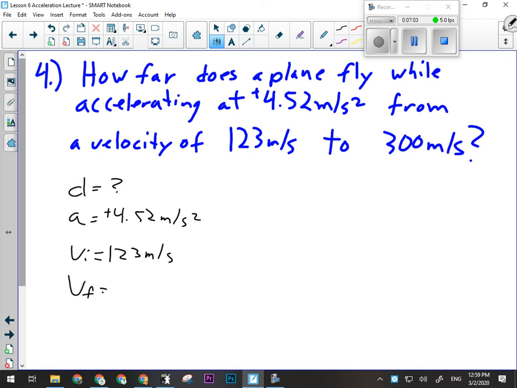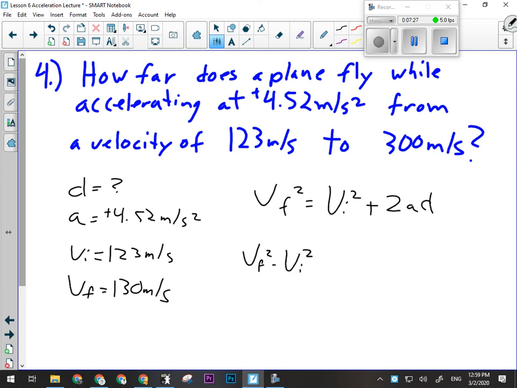to 300. All right, so this is the formula that we went over on Friday. It's our last acceleration formula, and it's this one: VF squared equals VI squared plus 2 times A times D. You're never given the time in this one. We're trying to solve for D, so the first thing I should do is subtract VI squared from both sides. That's going to equal 2 times A times D, and then I'm just going to divide both sides by 2A. That'll leave D by itself, and then I just plug in my numbers. So 300 squared minus 123 squared divided by 2 times 4.52.